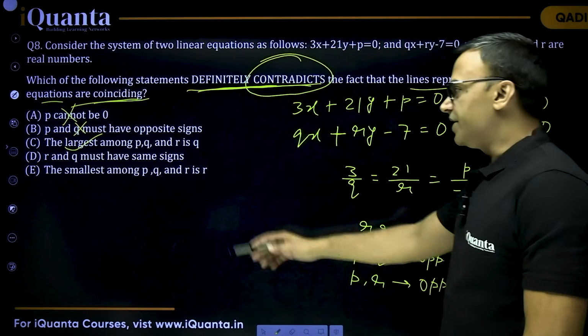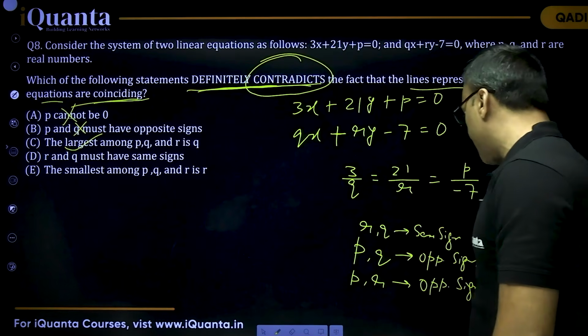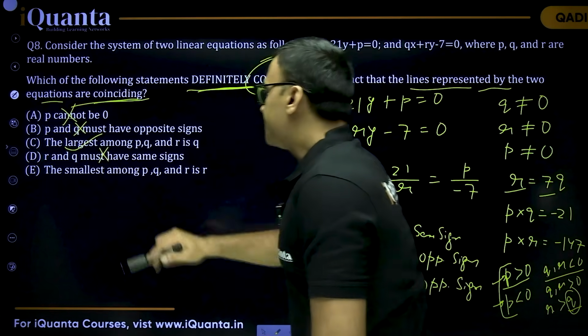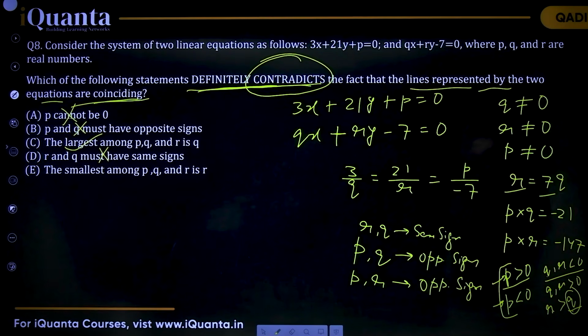Let's go ahead and check the other statements. R and Q must have the same sign. R and Q having the same sign is supporting, so this cannot be the answer. Smallest among PQR is R.